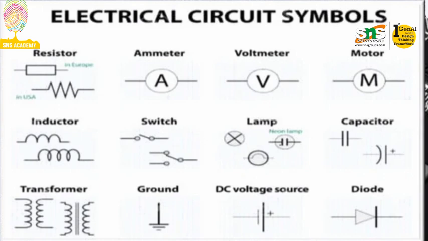Okay, so the next topic is plug key or switch open. See the picture clearly and see the symbol also. When the switch is open, what will happen? The current will not flow through the circuit as the switch is open. So the electrons will not flow unless and until the switch is closed.